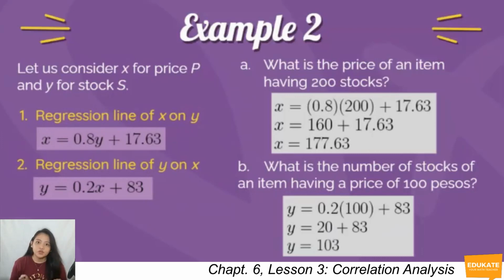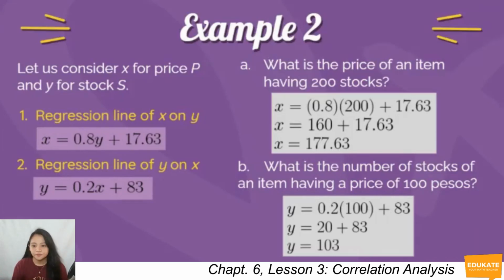Okay. So ma'am, from regression line of X on Y, I can directly compute the equation of Y. I can make it Y equals X minus 17.63 divided by 0.8. Why didn't we just do that? There is a certain equation that we are using to compute for the regression values. If you're going to remember, our standard deviation is inverted. The factor that you inverted, the standard deviation, would give you a different equation.